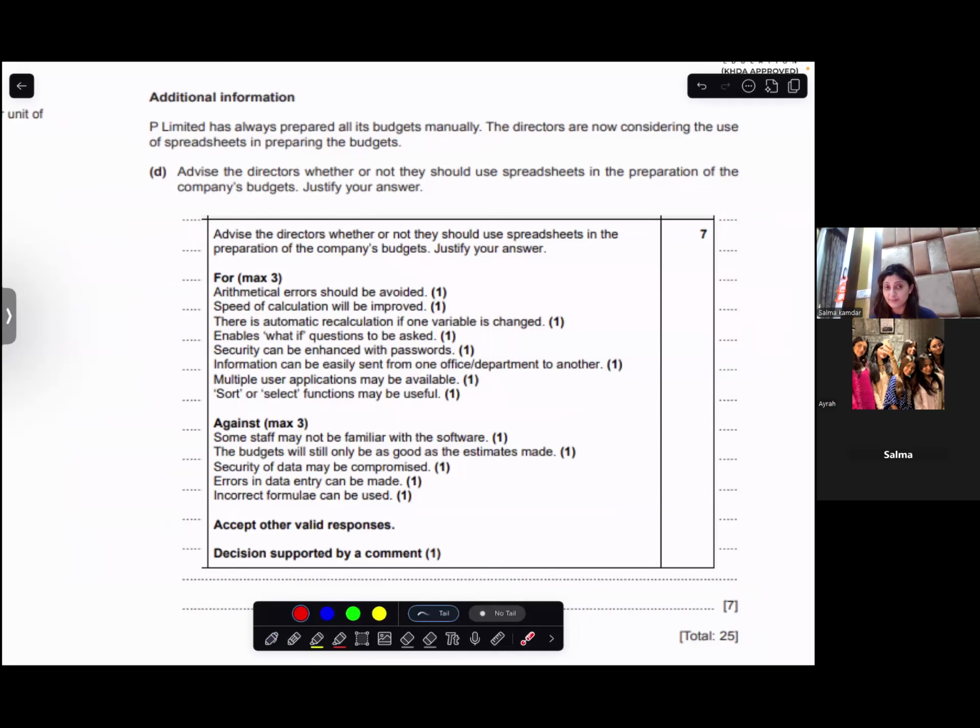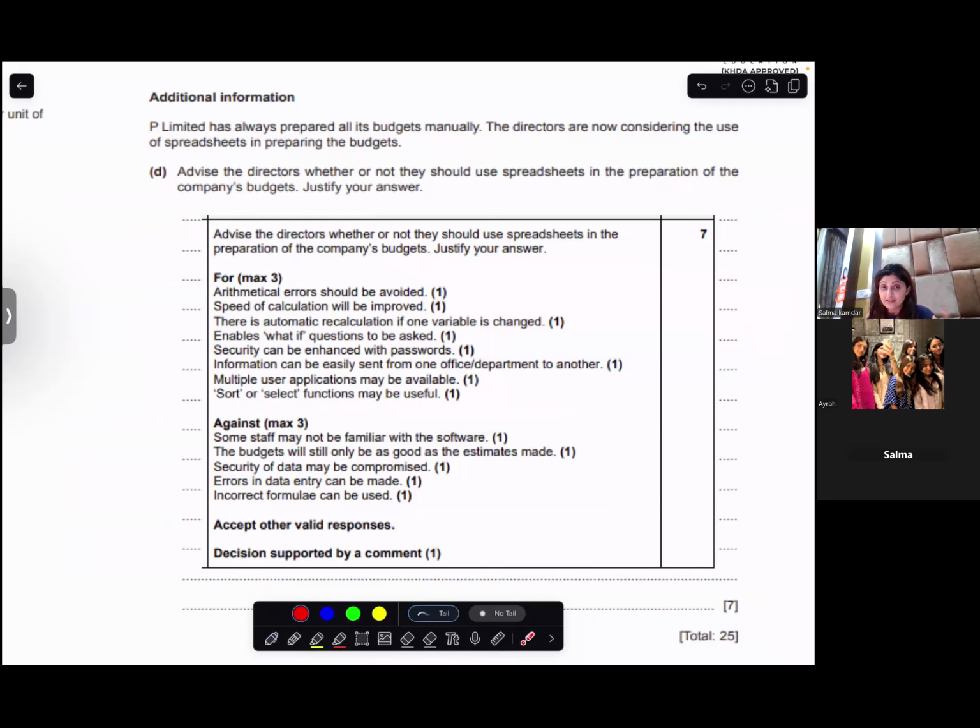You're using spreadsheets as an automated way. So speed will increase, errors will be avoided. You can use what-if functions. That means if you change one scenario, other scenarios can be changed. Security can be enhanced, and it is easier to spread information from one department to the other. You can sort, you can select the functions.